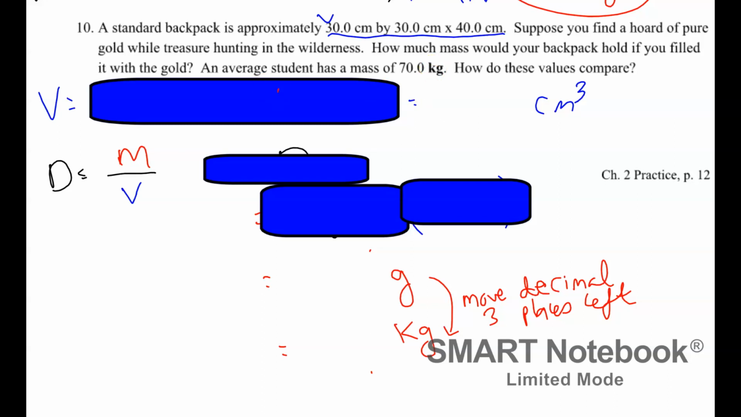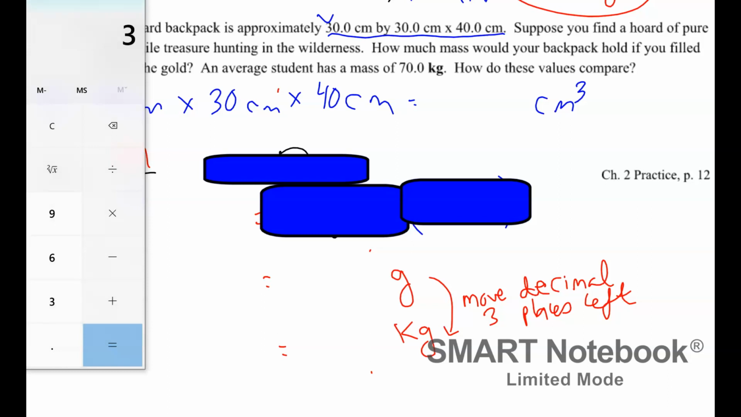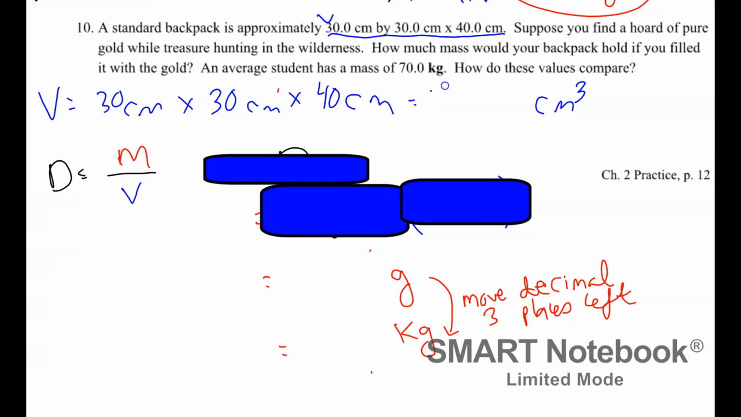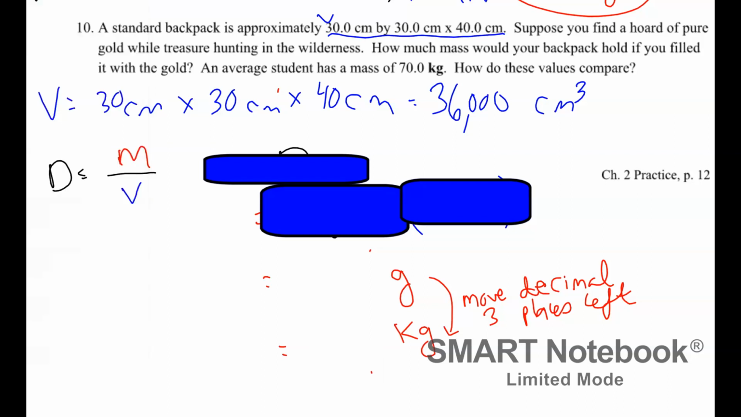Okay, so the first step is we need to find out what volume your backpack holds. Your backpack is 30 by 30 by 40-ish. So we're going to take 30 times 30 times 40, 36,000 cubic centimeters. Okay, that sounds like a lot. Now the density of gold we know, and we're trying to solve for the mass.